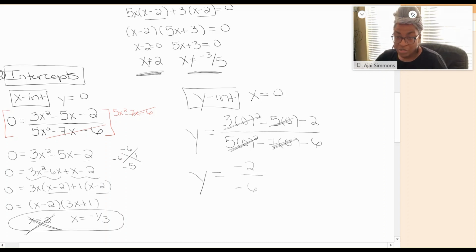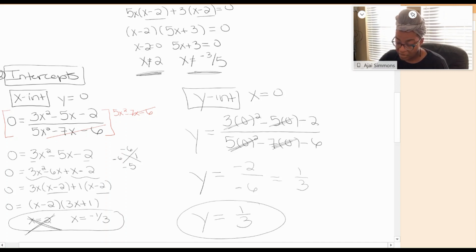And then if I reduce this, this is going to be -2 divided by -6, which makes it 1/3. So y is equal to 1/3. So this is our y-intercept, and -1/3 is our x-intercept. So we have our x and y-intercept.